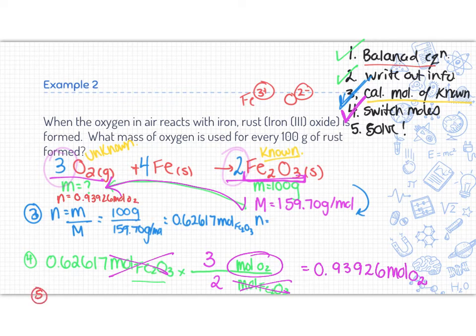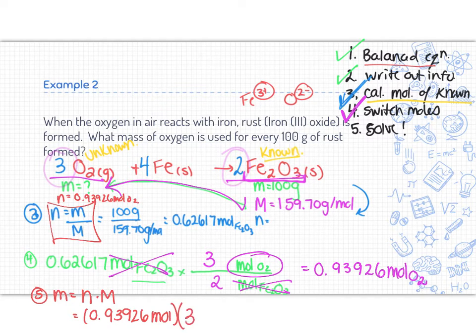So our 5th step is to solve for mass. I'm going to use this exact same formula, just rearranged to solve for mass this time because I have moles and I can very easily get the molar mass. So moles are what we just calculated, 93926. And the molar mass of oxygen, remember it's O2, is 32 grams per mole. So multiplying those out, I get 30.056, and I'm going to round that 3 to a 4 here.